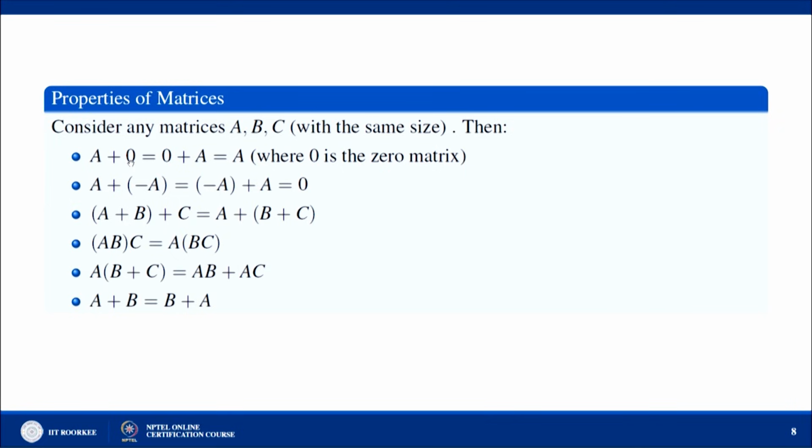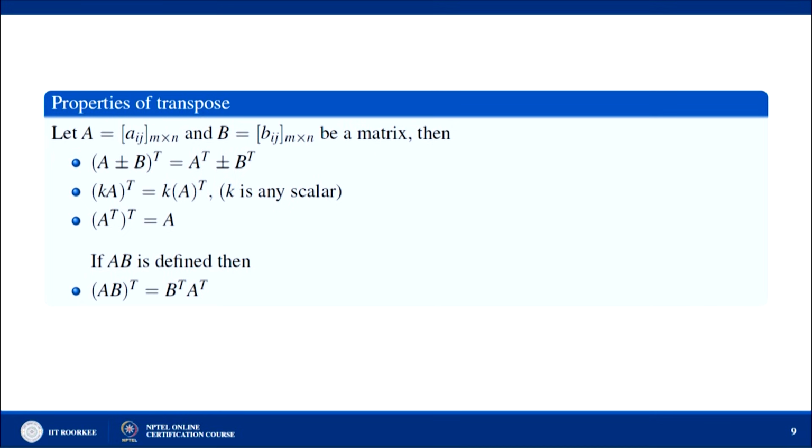We already know these things: A plus 0 equals A, where 0 is the zero matrix, 0 plus A equals A, and A minus A equals 0. Associativity holds with respect to addition and multiplication, and multiplication distributes over addition, because it satisfies this property. A plus B equals B plus A. These three are the very basic properties, and they already hold in matrices.